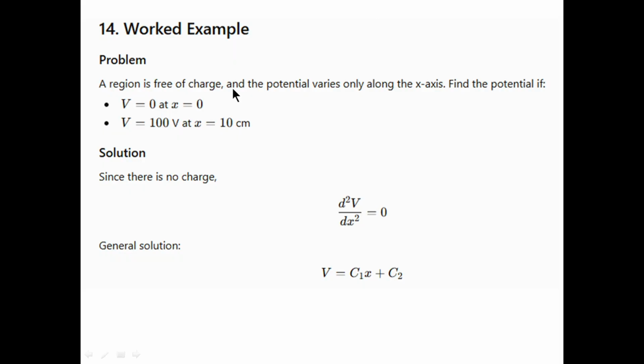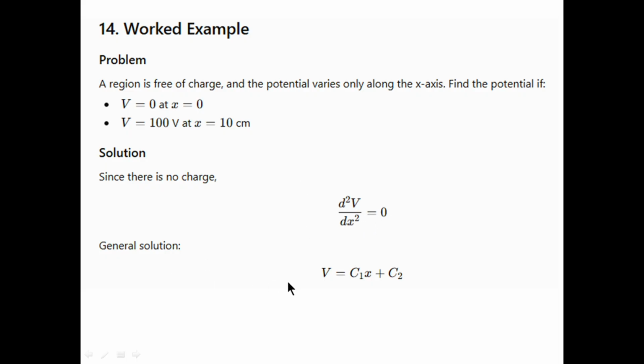If we take an example where a region is free of charge, then we have the Laplace equation, and the potential varies only along the x-axis. Find the potential given the boundary conditions: V is equal to 0 at x is equal to 0, and V is equal to 100 volt at x is equal to 10 centimeter. Now when there is no charge inside the region, we have d square V upon dx square is equal to 0.